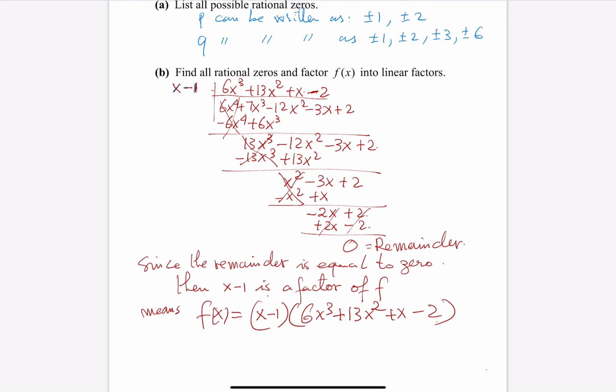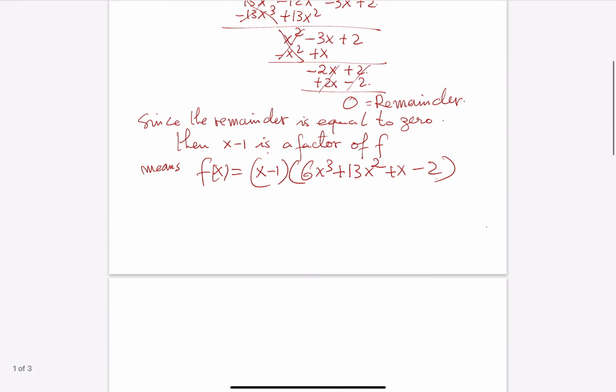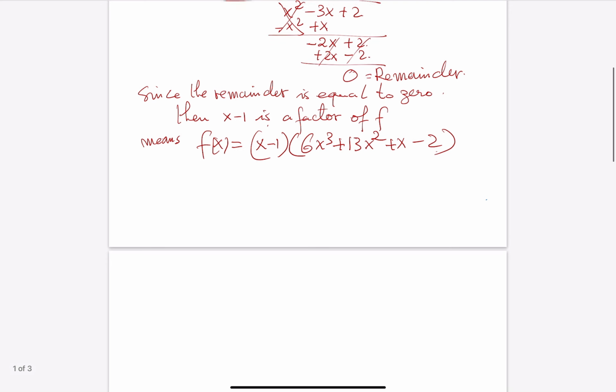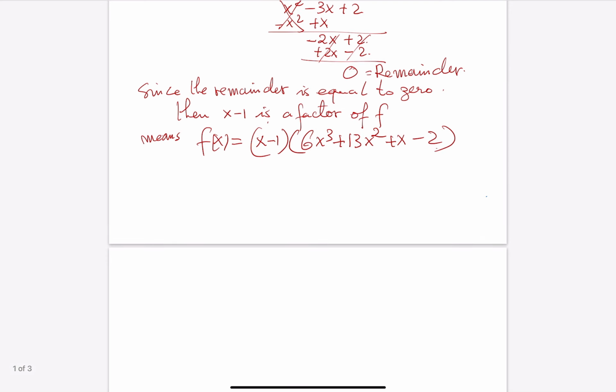Okay, we start with 1, and then we can go try to find 2. Let's start also with negative 1. Let's try negative 1, by the way. If you start with negative 1, you have x plus 1, and you have to divide this one by 6x to the third plus 13x squared plus x minus 2. Okay, let's just try this one.